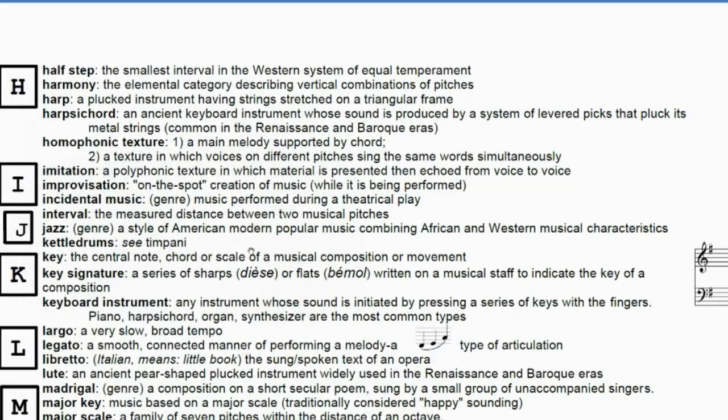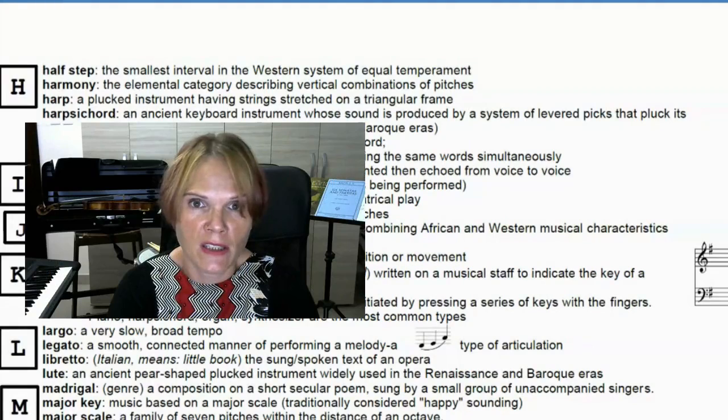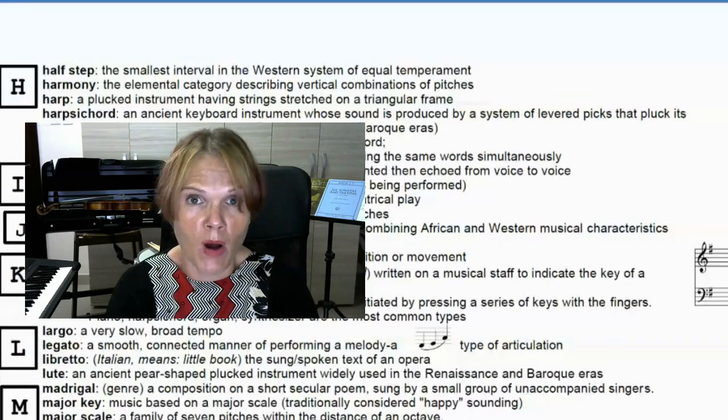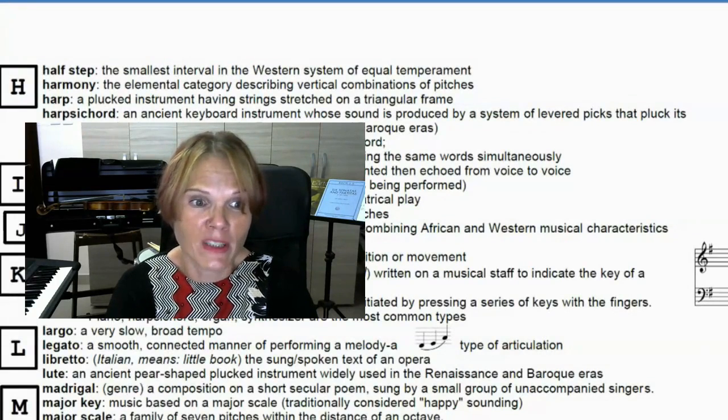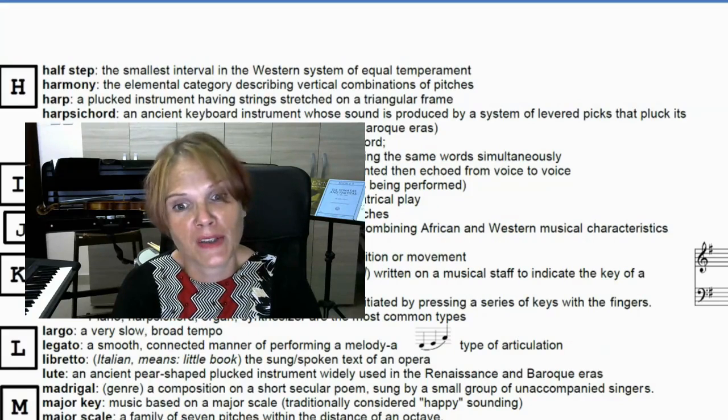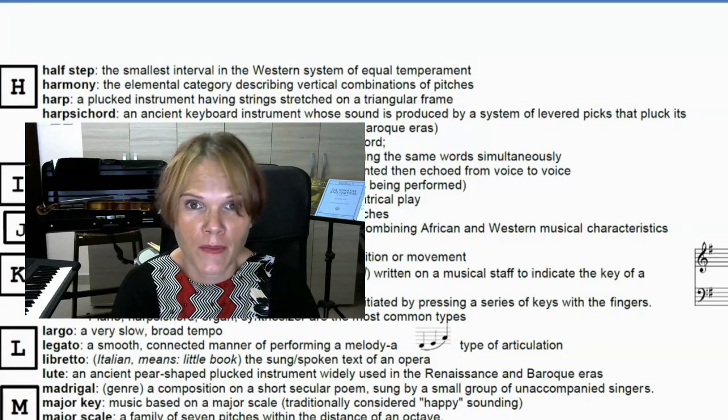Incidental music we learned in connection with Felix Mendelssohn. He composed an incidental music, whose most famous part is the Wedding March. And what is incidental music? It's music performed during a theatrical play. So Mendelssohn composed it for, remember, the Shakespeare play.